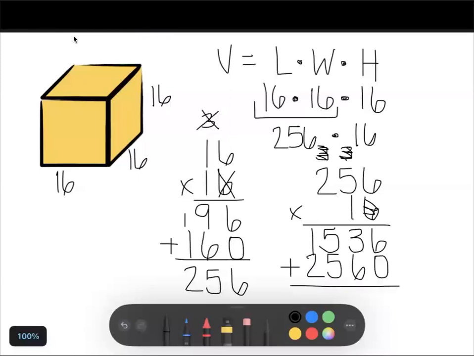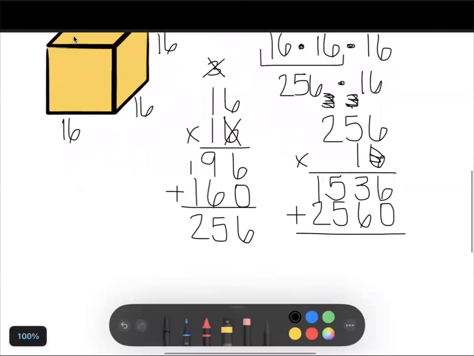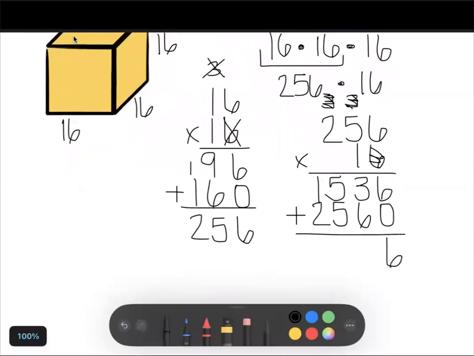Okay, so I'm going to go ahead and add those together. Scroll up a little bit, give myself some room. 6 plus 0 is 6. 3 plus 6 is 9. 5 plus 5 is 10. And then 1 plus 1 plus 2 is 4.